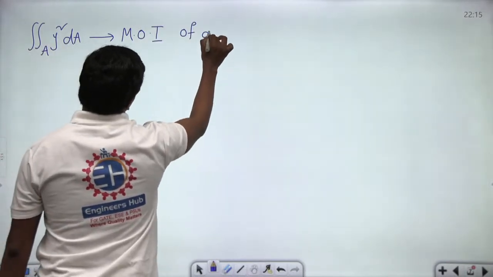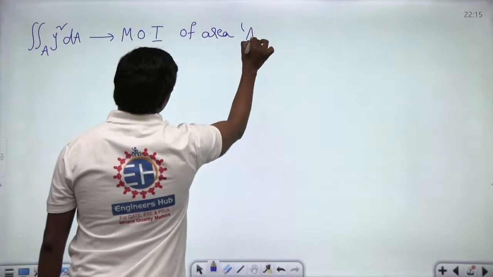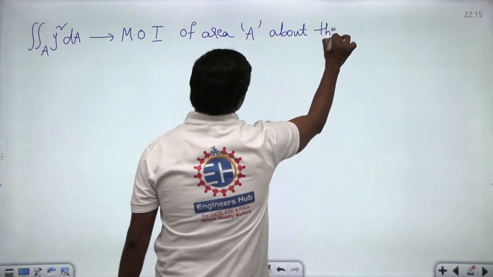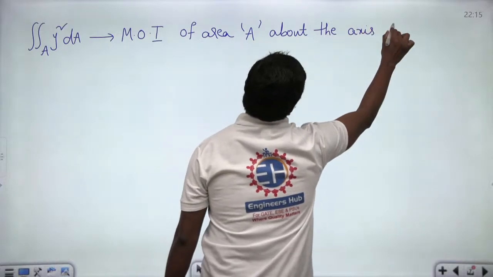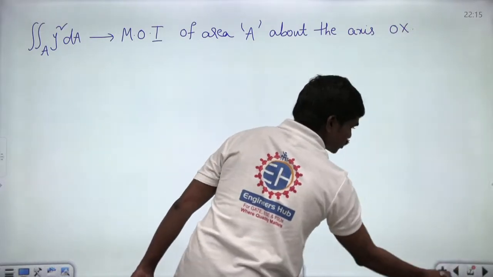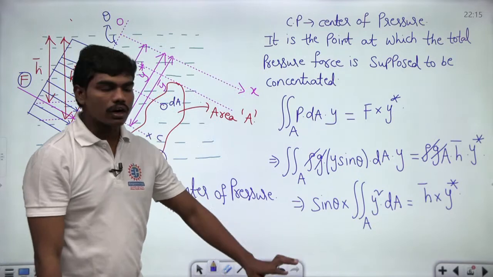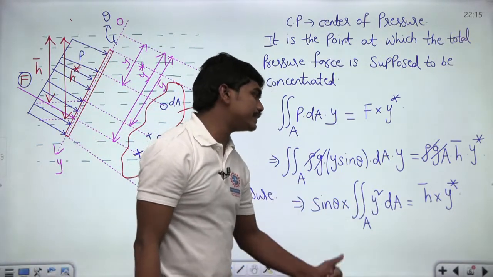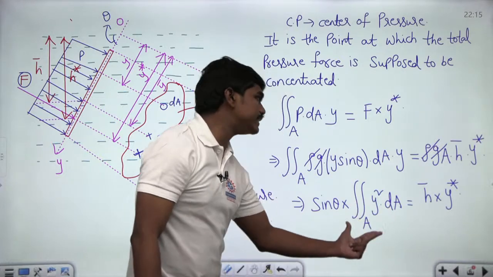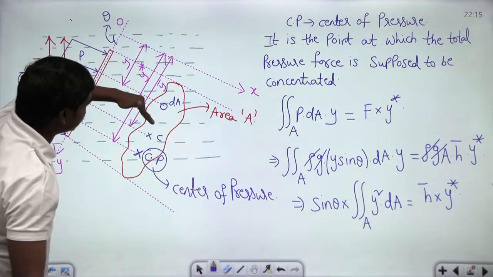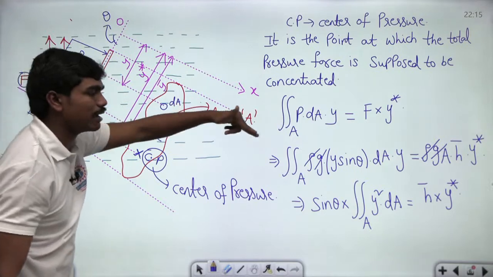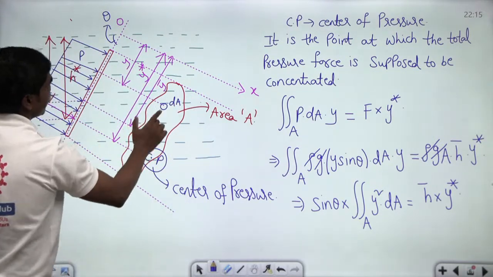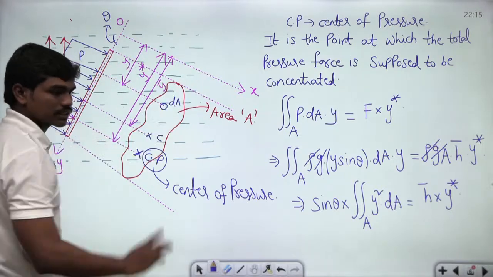of area A about the axis OX. Correct? Yes or no? Can you all understand this? Can you all understand that if I write sin theta into the double integral over this area A of y square dA, this double integral is nothing but, since we are measuring y from this OX axis, the moment of inertia of this complete plane about this OX axis. Correct?